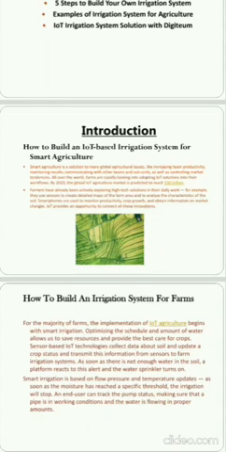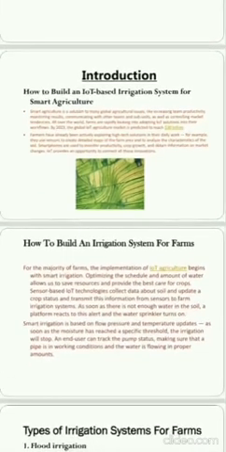Second, how to build an irrigation system for farms. For the majority of farms, the implementation of IoT agriculture begins with smart irrigation. Optimizing the schedule and amount of water allows us to save resources and provide the best care for crops. Sensor-based IoT technologies collect data about soil and crop status and transmit this information from sensors to the farm irrigation system. As soon as there is not enough water in the soil, a platform reacts to this alert and the water sprinkler turns on.